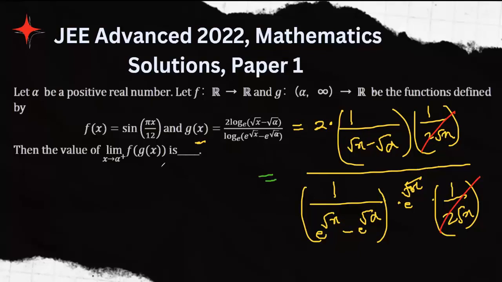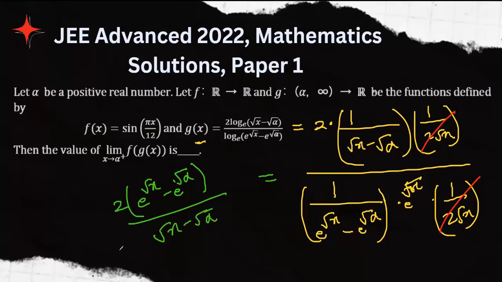So this becomes here now 2 times (e to the power root x minus e to the power root alpha) upon (root x minus root alpha). Now still you can see that this is again in the 0 by 0 form, right? So e to the power root alpha minus e to the power root alpha, that is 0, and then root alpha minus root alpha, 0 by 0 form. I'll be applying L'Hopital's rule or L'Hospital's rule once again here. Differentiating numerator and the denominator once again.